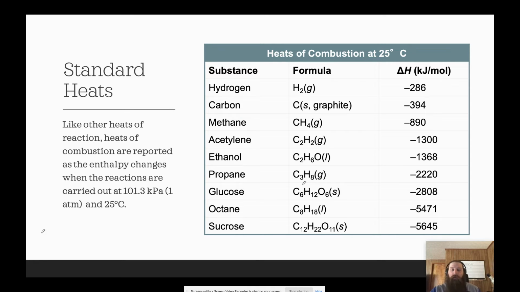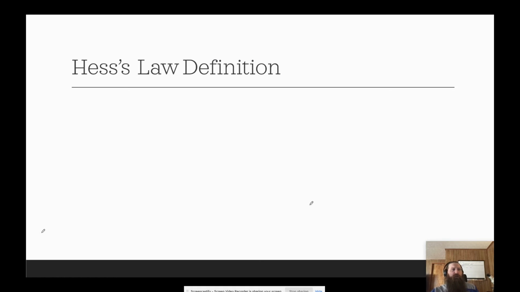But in a given table, you may have carbon C solid graphite, and then underneath of it, carbon C solid diamond, so on and so forth. So that brings us to Hess's law. And Hess's law is really useful in chemistry. And if you do end up taking AP chemistry with me, we'll spend a lot of time with Hess's law.